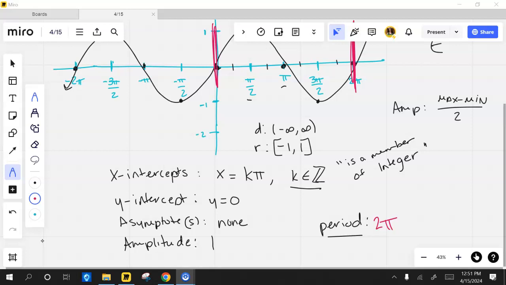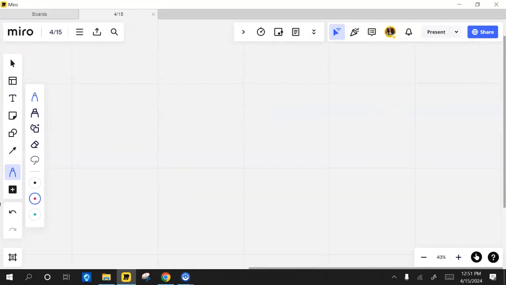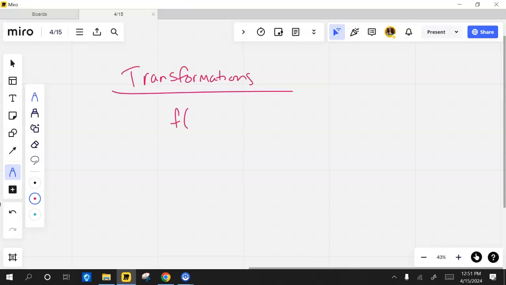All right, let's look. Go down. We're going to talk about transformations for a minute. What happens when we start transforming this parent graph? It changes. Let me show you what a transformed sine graph looks like. And let's talk about what everything does. Okay?